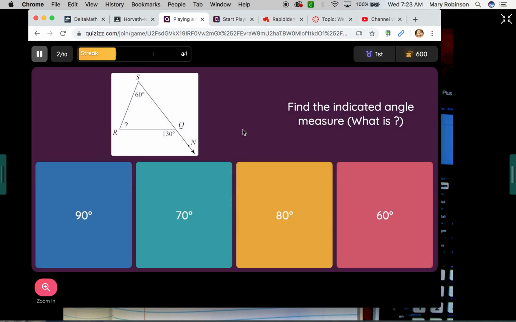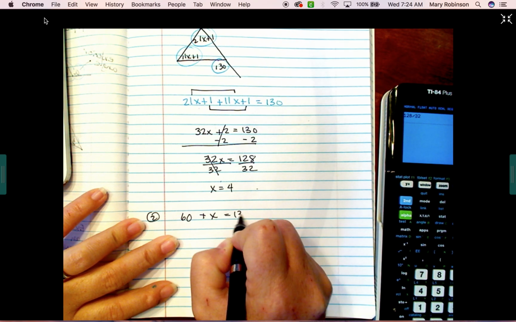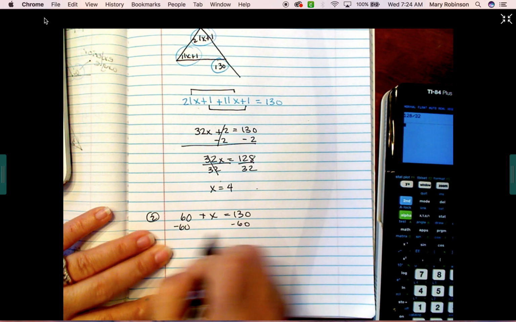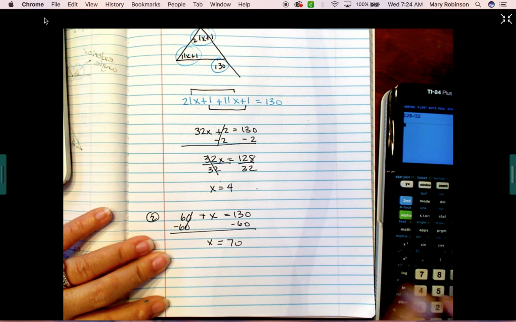All right, so now it says find the indicated angle, meaning what angle is this talking about? So for R, where the question mark is. So remember that 130 equals 60 plus this angle. So if we were to think of this as x, then we would add 60 plus x and it would equal 130. So I'm going to write that down for number 2. 60 plus x would equal 130. So if I were going to solve that, then I would subtract 60 from both sides. So this would zero out. And my x would equal 70. Feel free to type that in.